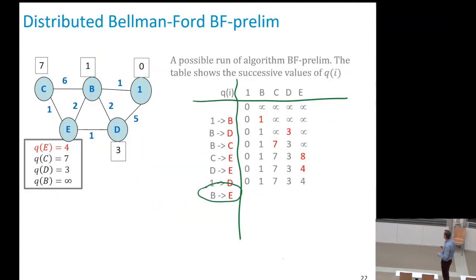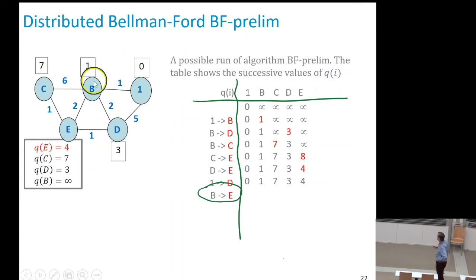So let's see an example here. Here I'm showing this distributed Bellman-Ford and the state that is kept by node E. Node E keeps its distance to the final destination, 4, and also it remembers the distances that have been advertised by all its neighbors. So C said 7, D said 3, B said 8.